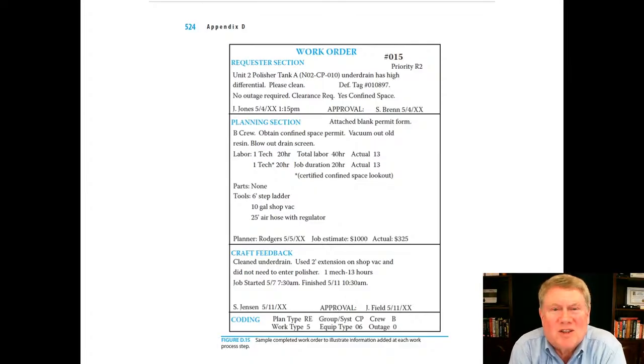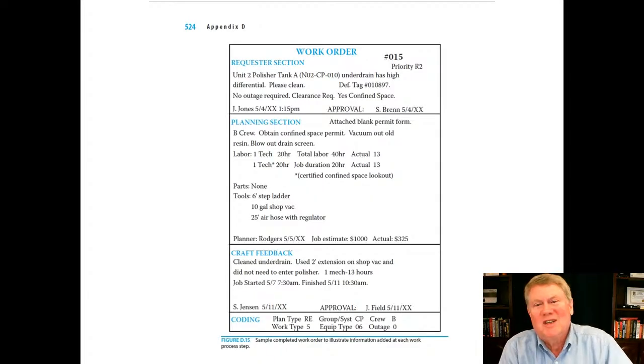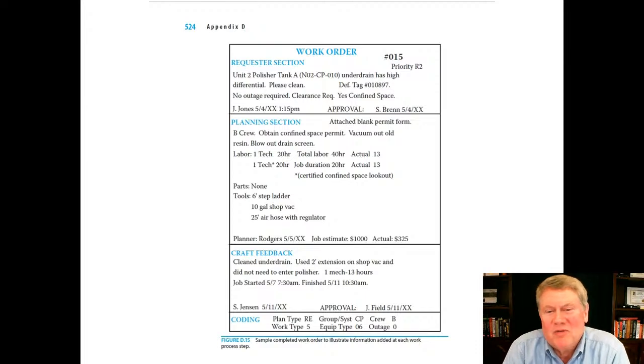It's a condensate polisher. It's tank A, and a lot of things have common names, official names, slang names. A boiler feed pump could be a BFP or a feed pump or a boiler feed pump. People could call this the polisher tank, condensate polisher tank, or other names, but it's NIN02 CP-010. We especially want that. We're going to tie all of our job plans and work orders and histories to that tag number. So we got the tag number.